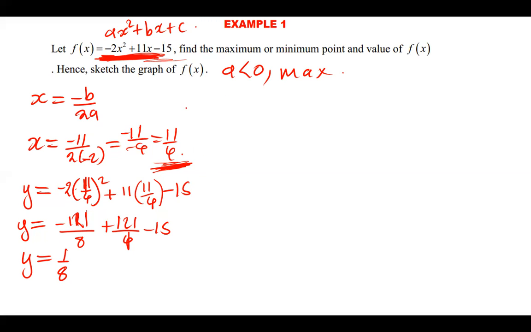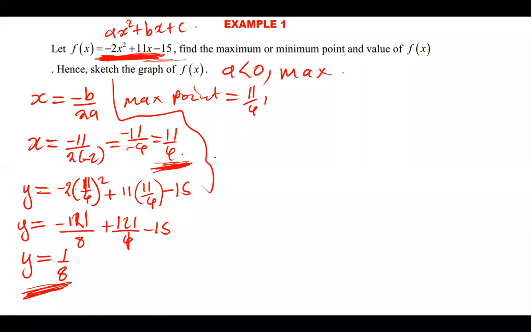Yeah, so let us now write this. The maximum value that we have is y equals 1 over 8, and the maximum point can now be written. So the maximum point will just be equal to: the value of x is 11 over 4, comma, the maximum value there, which is 1 over 8. So this is the point.